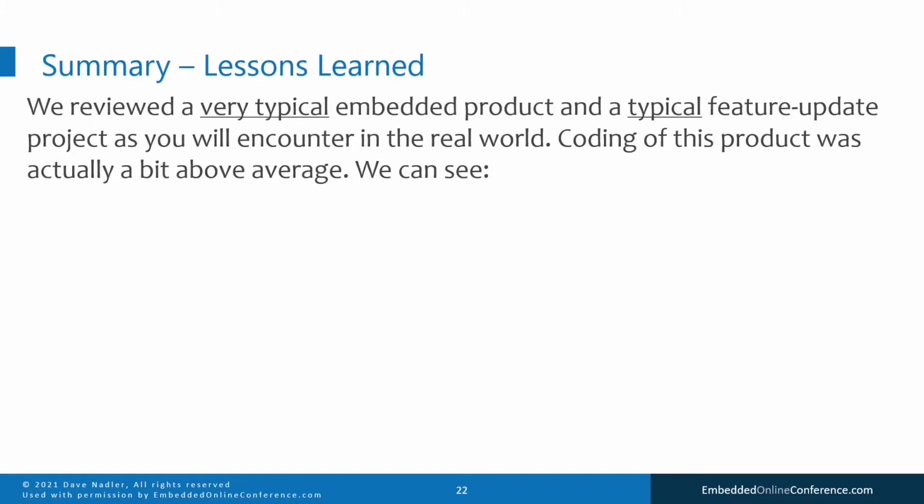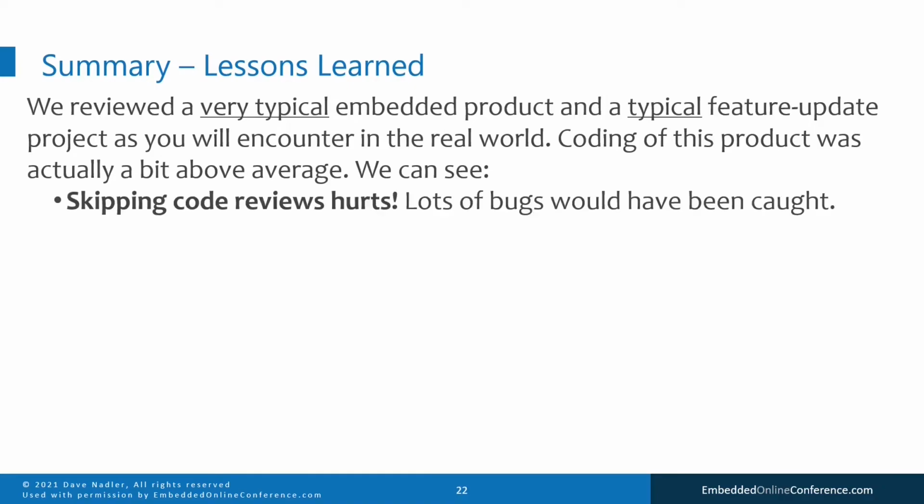Let's recap some of the lessons we've learned. We reviewed a very typical embedded product. This is the kind of thing you're really going to encounter in the real world. And the coding of this product was actually a bit above average, but nonetheless we can see a few things which are very common. First of all, skipping the code reviews really hurt here. Lots of the bugs that were tracked down and fixed during this project would have been caught with proper code reviews, and it really helps to find the problems early. You save a lot of time and aggravation and cost to do it that way.